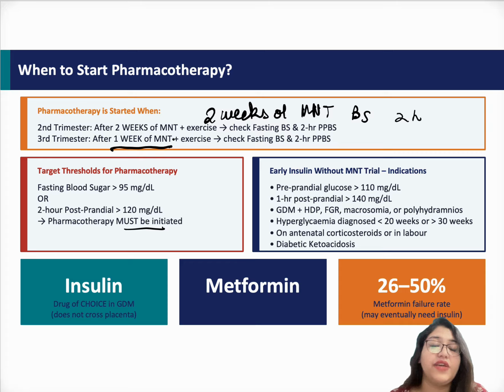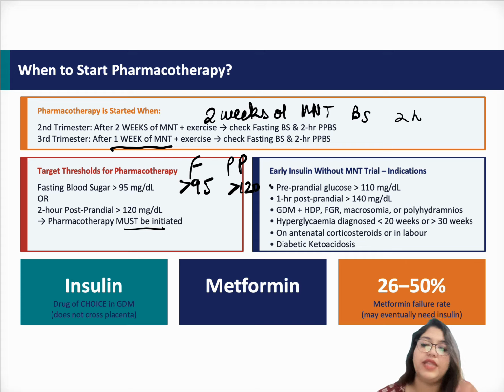So second trimester, we give them 2 weeks of MNT. In third trimester, we give them 1 week. And if we check the fasting and postprandial 2-hour, and fasting is more than 95 and postprandial is more than 120, then we have to start them on pharmacotherapy.